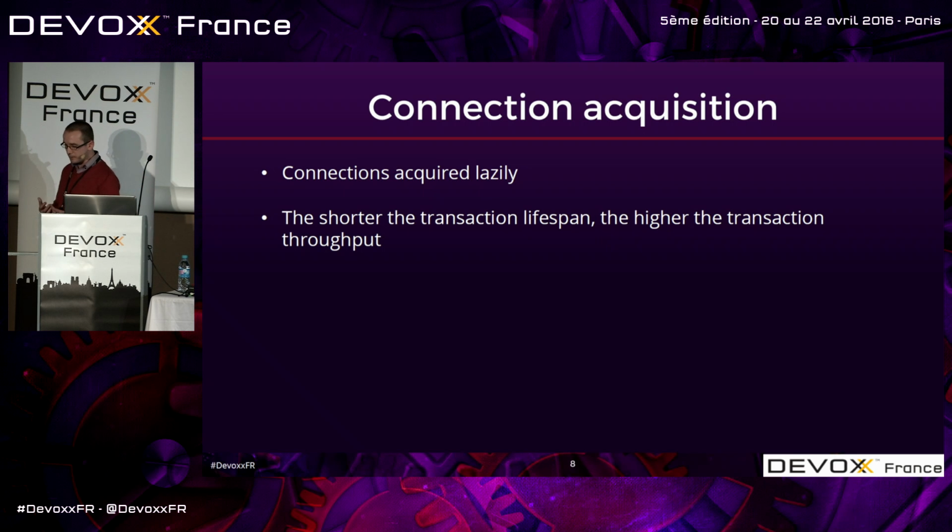About connection acquisition, Hibernate tries to delay the acquisition as much as possible. For example, if you have the transactional annotation put on a service in Spring, it doesn't mean that a connection is acquired right away. Hibernate just waits until the first time it needs to query something, or it needs to generate an insert, update, or delete statement, and that's when a connection is acquired from the connection pool, for instance, from the data source. And that's very good because the shorter the transaction, the more transactions we can accommodate in a second, let's say, on a single connection.